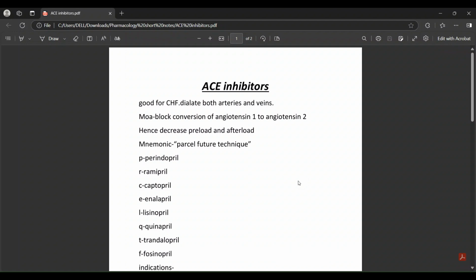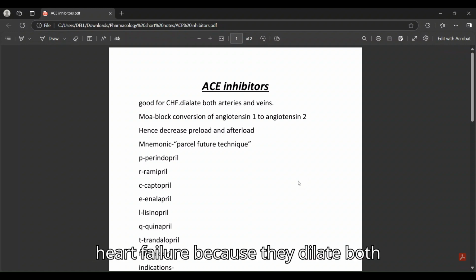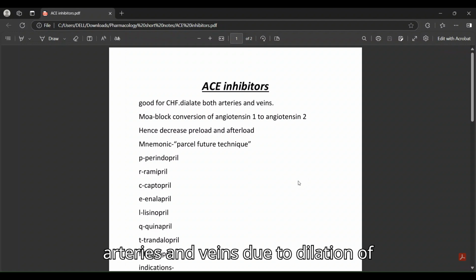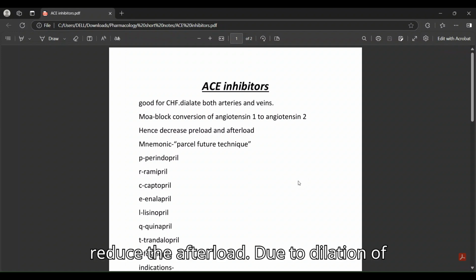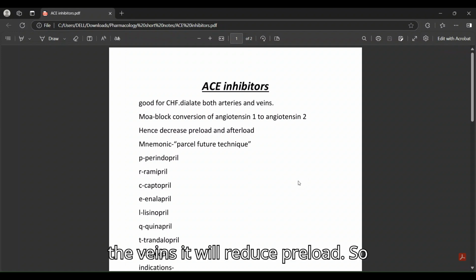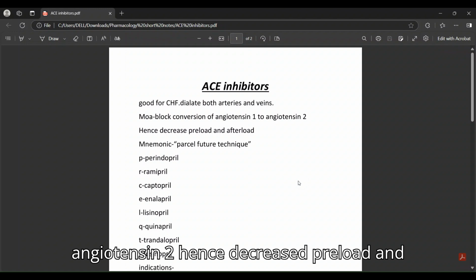So normally these drugs are good for congestive heart failure because they dilate both arteries and veins. Due to dilation of the arteries, it will reduce the afterload. Due to dilation of the veins, it will reduce preload. So again, mechanism of action: block conversion of angiotensin 1 to angiotensin 2, hence decrease preload and afterload.